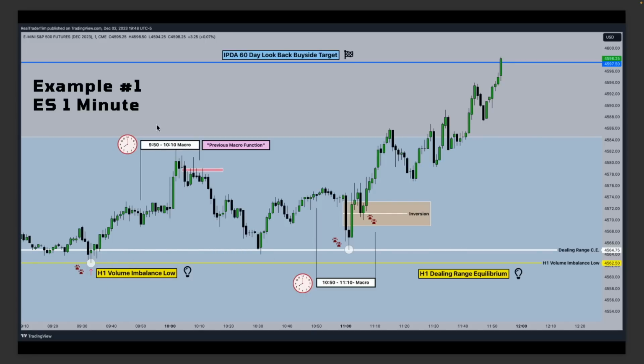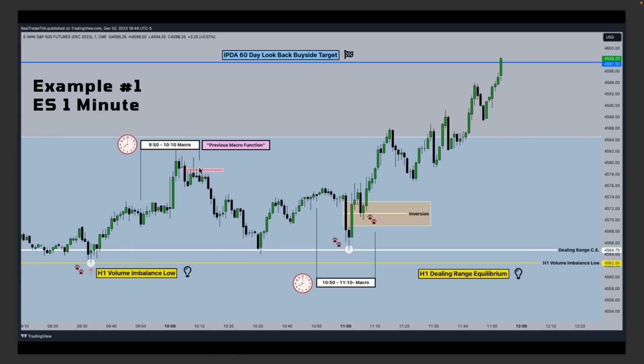So how are we going to internalize the rest of the session? Well, we have the 9:50 to 10:10 macro. What do we expect that to do? Spool to liquidity or inefficiency. What does it do? We get an inefficiency here that sends us down, attacking some of this sell side. But again, we don't want to see this get purged. And where does it go?